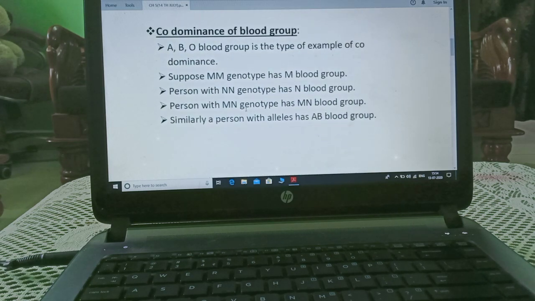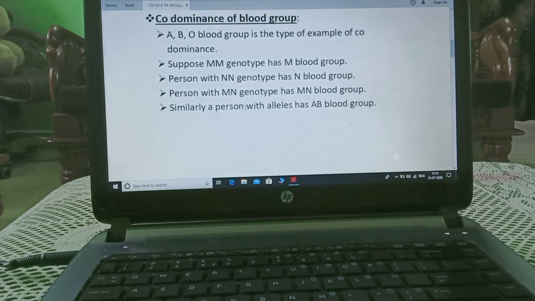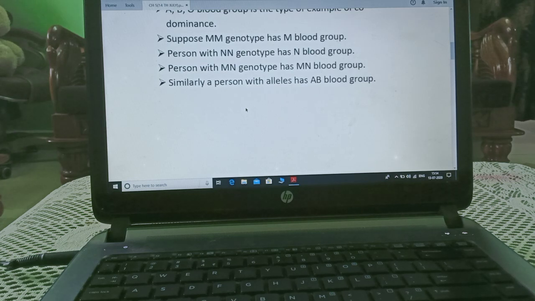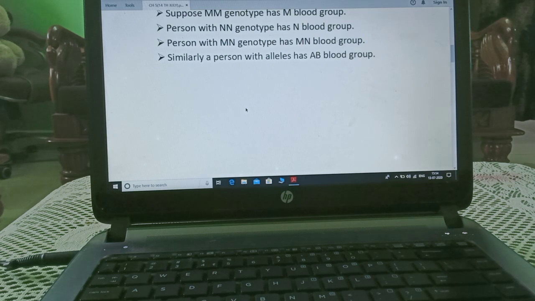Now we will discuss codominance of blood groups. The ABO blood group is an example of codominance. Suppose a person with MM genotype has M blood group, a person with NN genotype has N blood group. Similarly, MN genotype has MN blood group. In the same manner, if a person has alleles A and B, then they have AB blood group.